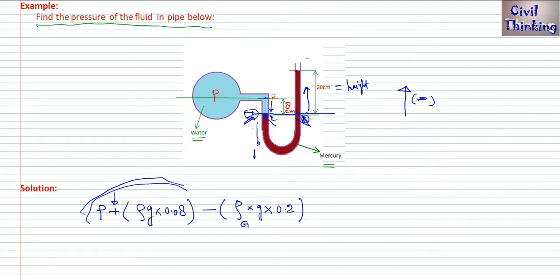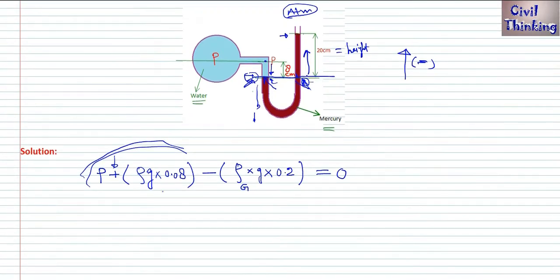Okay, now here we came from here to here. Now we are here, right? Now above this is atmosphere, right? So when we calculate the gauge pressure, we equate this pressure to 0. So all of this is equal to 0. Why? Because here is atmosphere, right? Now we can find this P here, right?